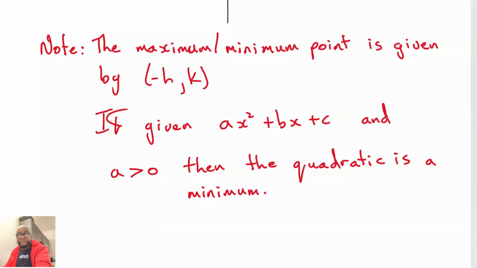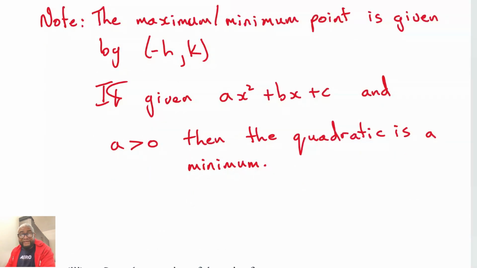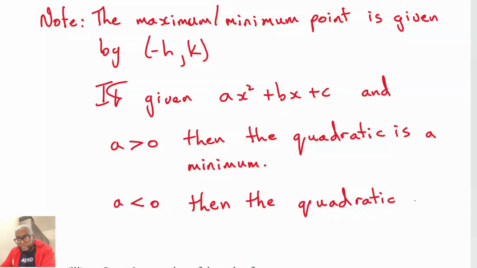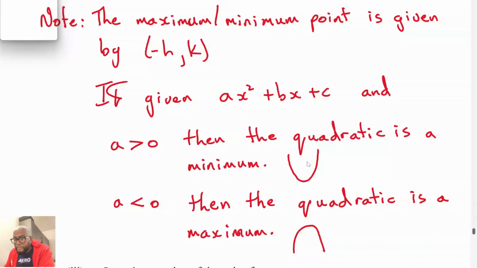Minimum. And I was telling you, if a is greater than 0, then the quadratic is a minimum. And if a is less than 0, then the quadratic is a maximum. You can do the hill and valley thing. The hill and the valley. So your minimum curve would be a valley and the maximum curve would be a mountain. Everybody good there? Proper thing.